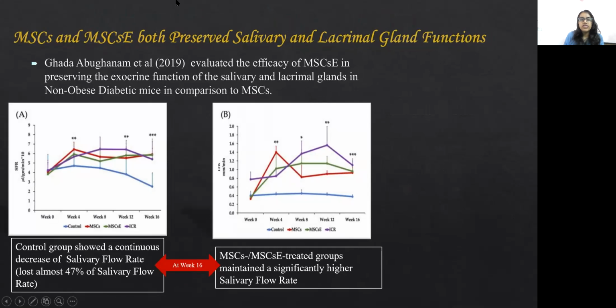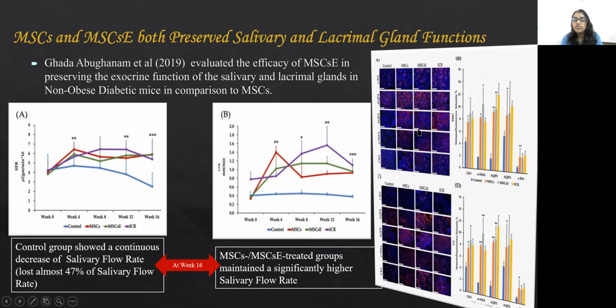So this is one of the studies that was done, wherein two types of mice were taken, and they were injected with stem cells, and the results were seen. And as we can see in the results, the salivary and lacrimal gland cells were increased after 16 weeks. And this is the fluorescent microscope picture, wherein we can see a lot of increase in salivary gland cells.